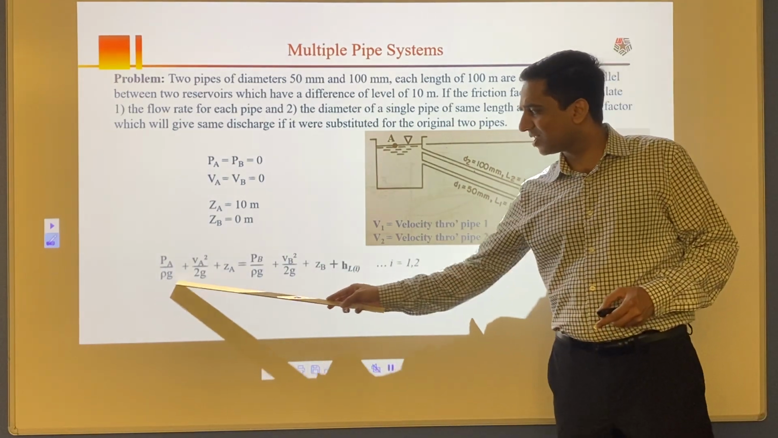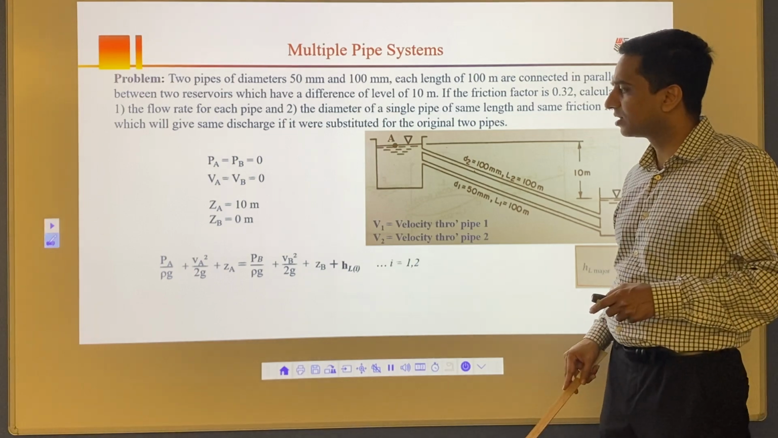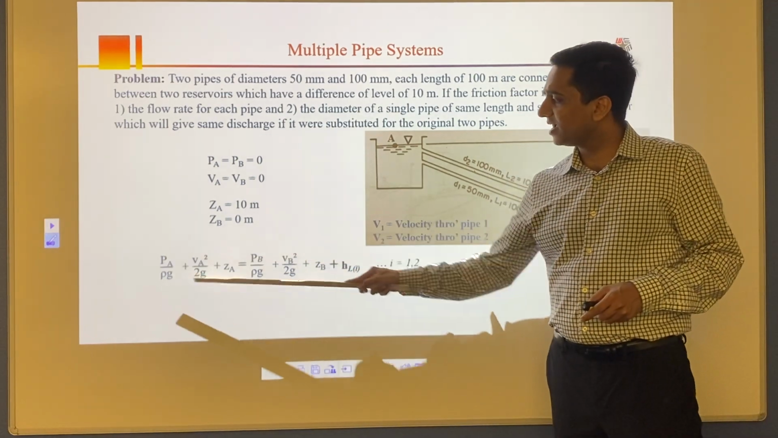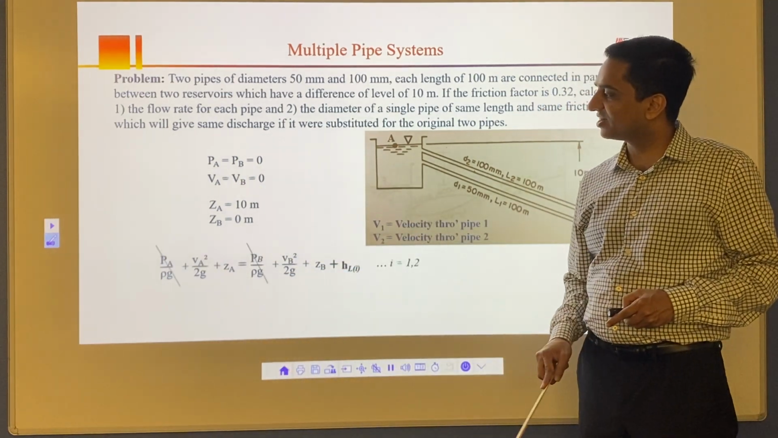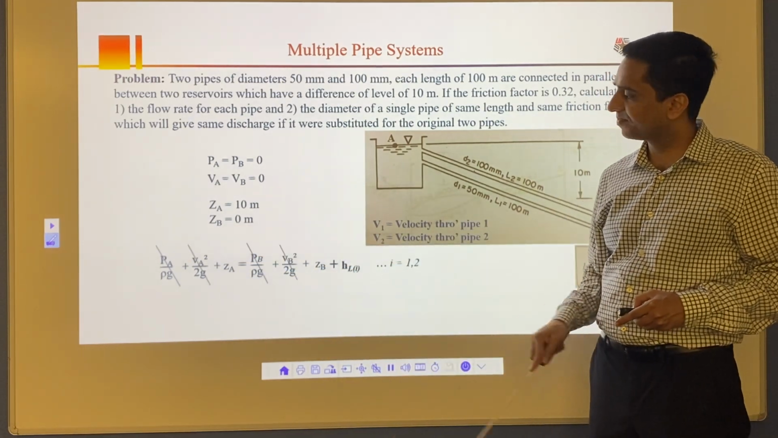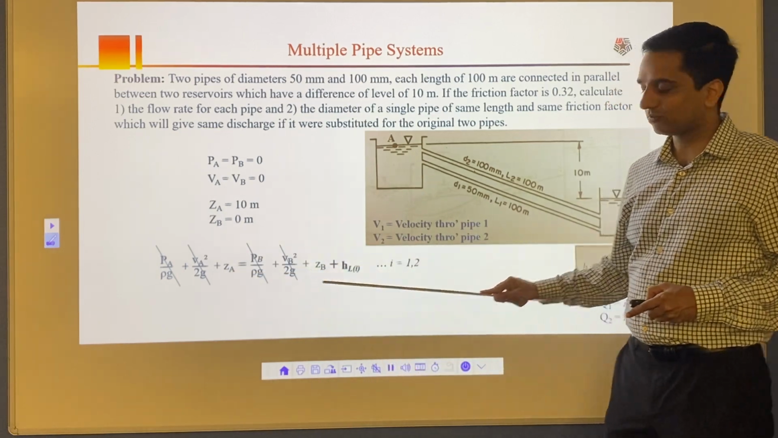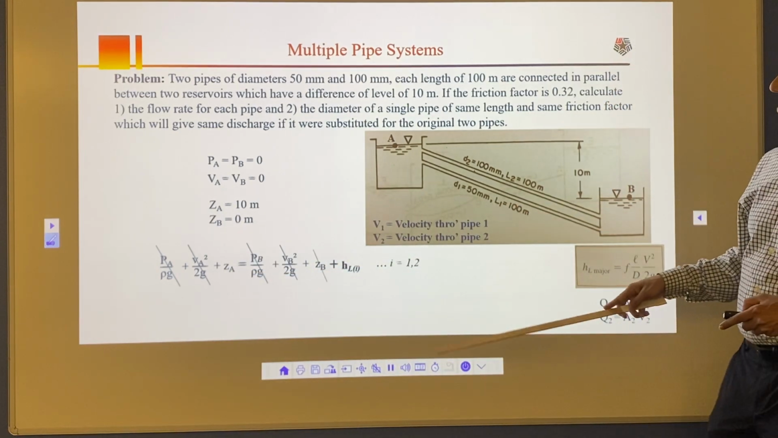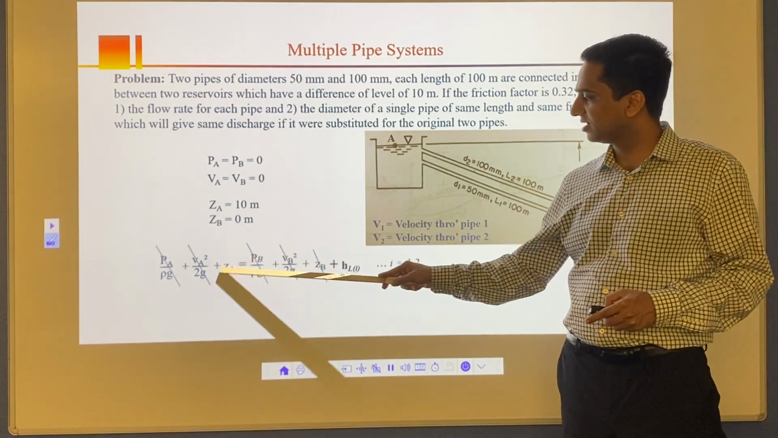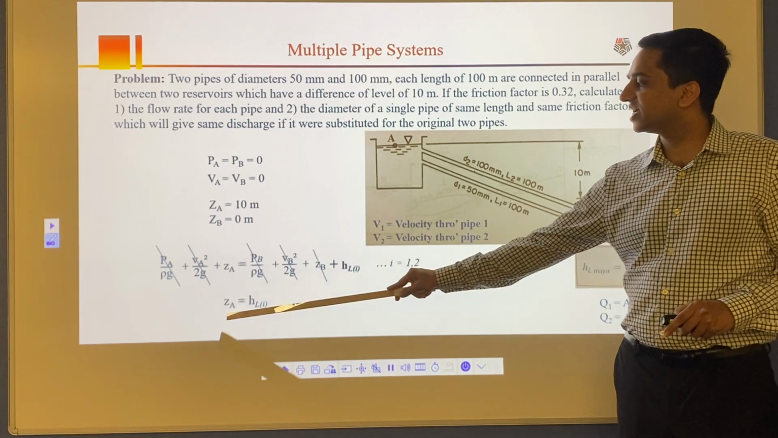So if I apply Bernoulli's equation, it will look something like this. Now in this equation, PB is 0, I'm going to cancel that out. VB 0, cancel that out. ZA 10 meters, ZB 0, cancel that out. So I have only HL. That's it, that's the equation I get. ZA is equal to HL1.